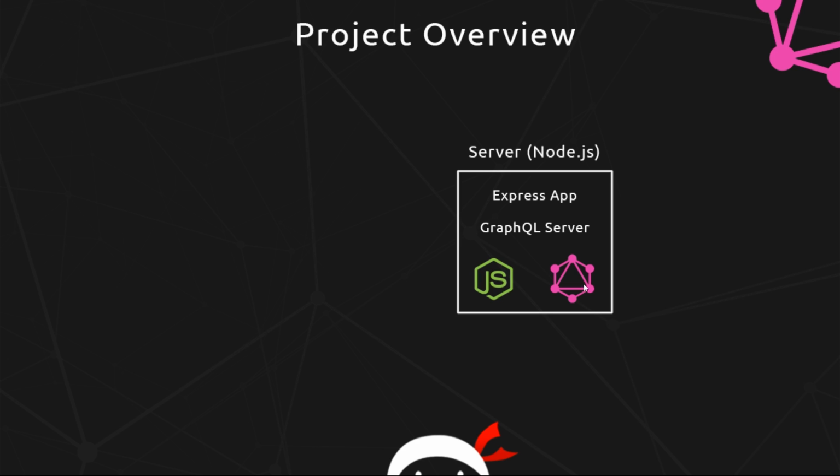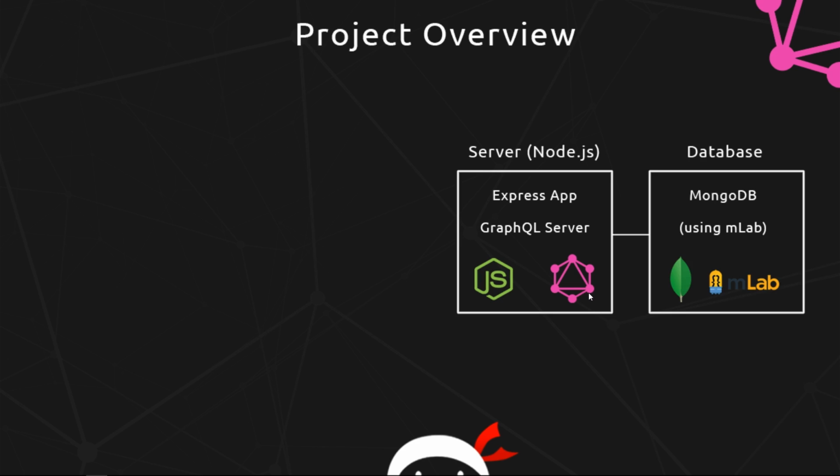So once we've done that, we'll be hooking up our GraphQL server to a MongoDB instance on MLab, and this is where our data will actually be stored, okay? MLab is just an online service that allows us to quickly generate a MongoDB instance. So it's an online database, if you like, for MongoDB, and it just saves all the setup of creating a database locally.